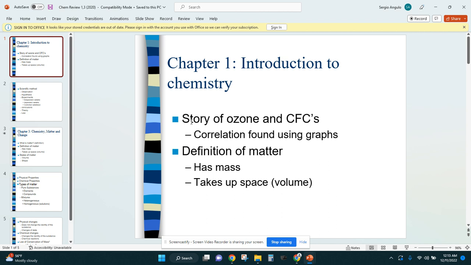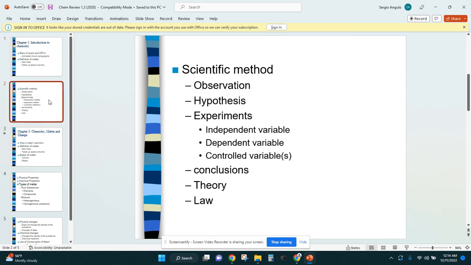In chapter 1, they started off with the story of ozone and CFCs, and that talked about the correlations that we can find using graphs. We also defined matter. What is the definition of matter? Remember, matter has two parts to it: has mass and takes up space. In other words, has volume. Okay, so that was covered in chapter 1.